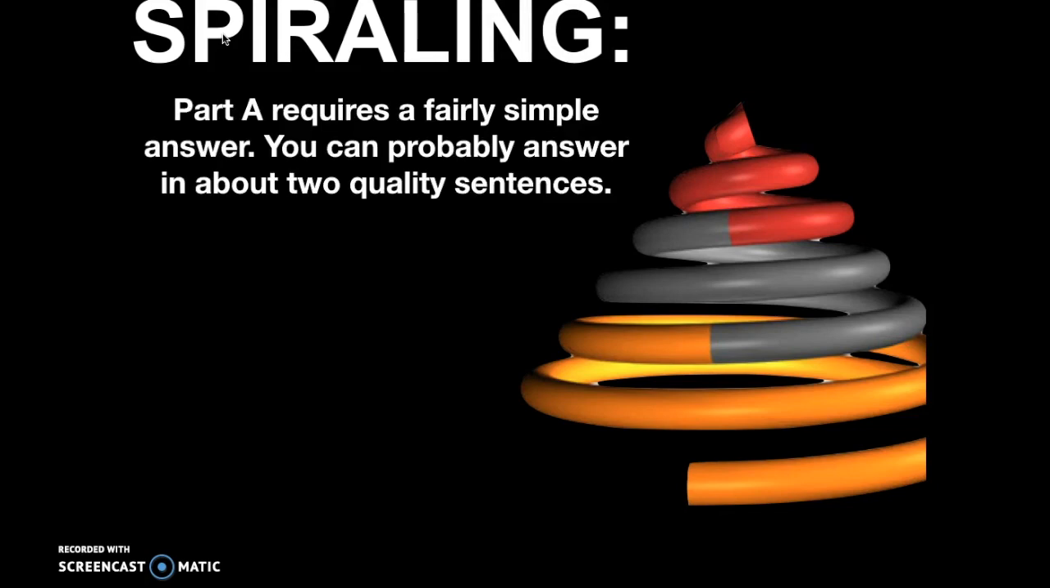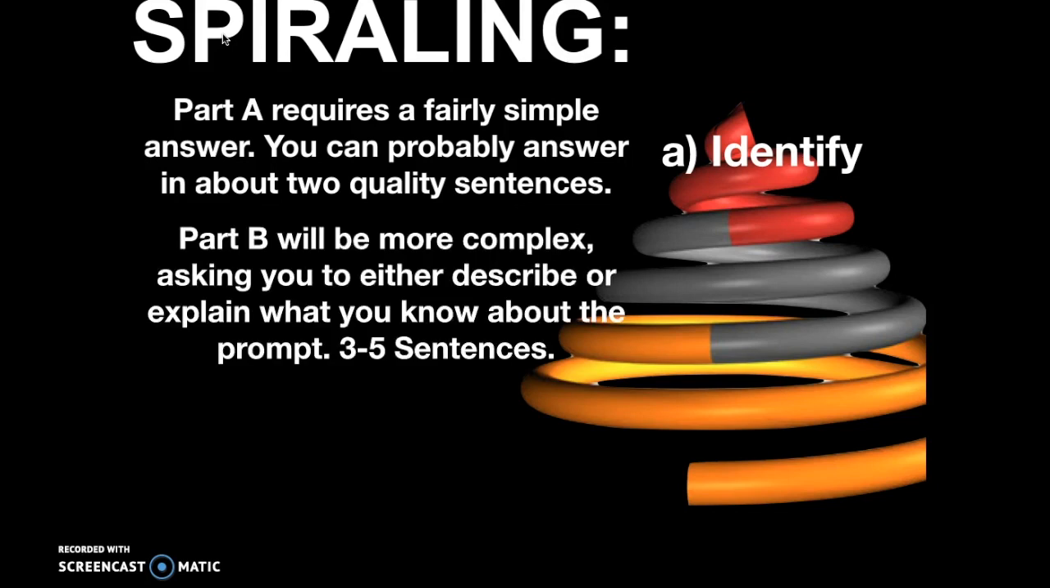So on these SAQ questions, they become more difficult as you progress from A to B to C. So part A requires a fairly simple answer. You can probably answer it in about 2 quality sentences. And the verb, that's the prompt, will most likely start with the word identify. So they just want you to identify to provide some historical evidence. Okay, with part B, that's where you're going to get to a little bit more nuts and bolts. You're going to describe or explain what you know about the prompt in 3 to 5 sentences. So explain, give me some facts.